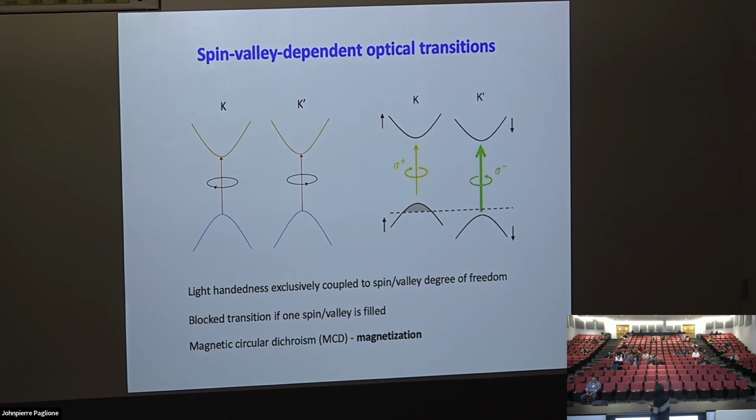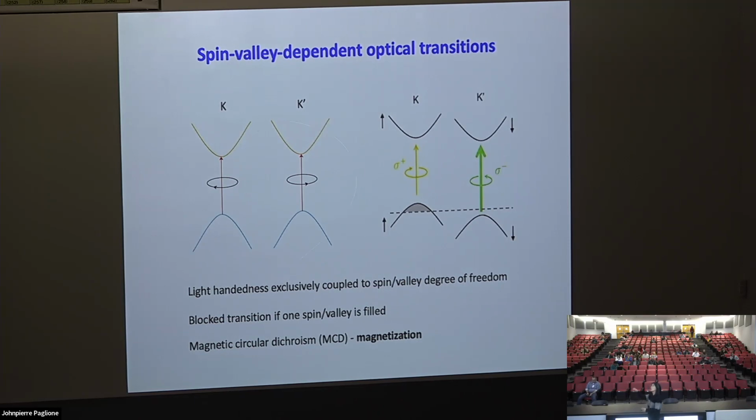So now if we come in with circular polarized light and look at the difference between left circular polarized and right circular polarized, you will see a huge difference in this case. The difference between the two polarizations, left and right handedness, is called magnetic circular dichroism. In this particular case, this MCD is linearly proportional to magnetization.